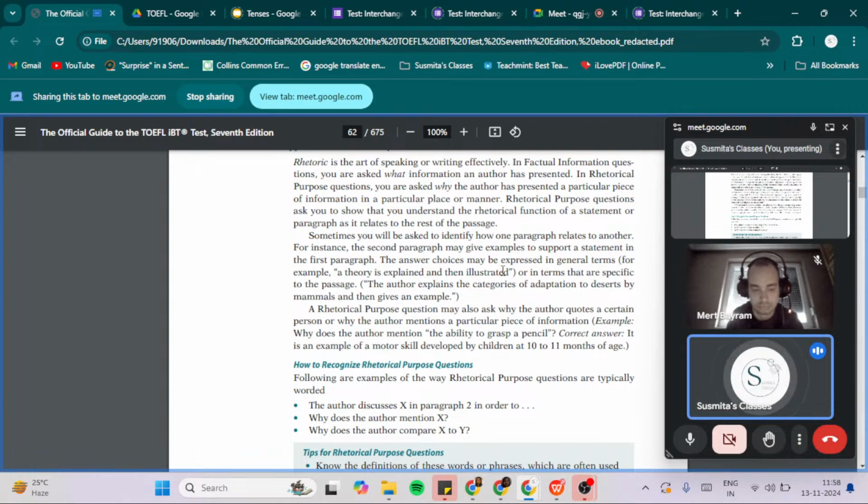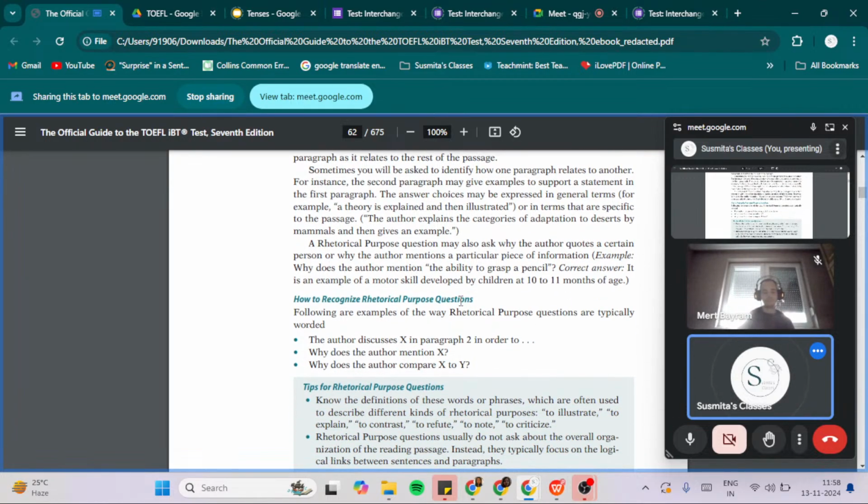Now, the answer choices may be expressed in general terms. For example, a theory is explained and then illustrated. Okay, in terms they are specific to the passage. The author explains, say, the categories of adaptation to deserts by mammals and then gives the examples for it. So, in a rhetorical purpose question, they also might ask you why the author quotes a particular person, or why the author mentions a particular piece of information.